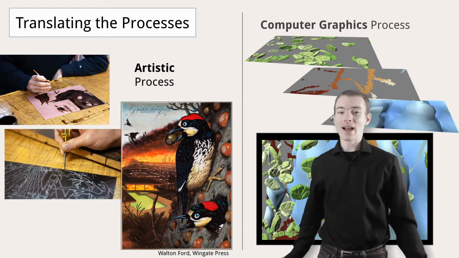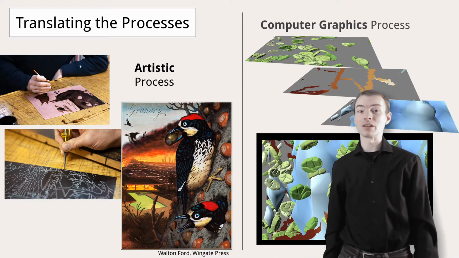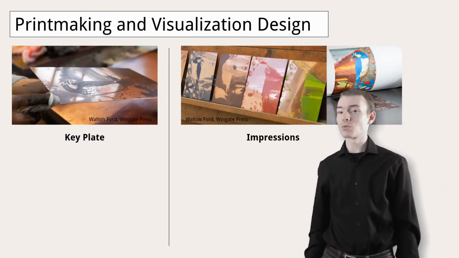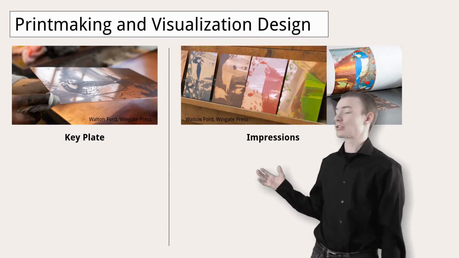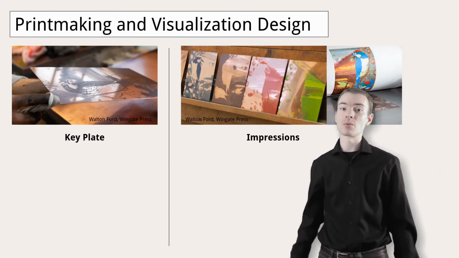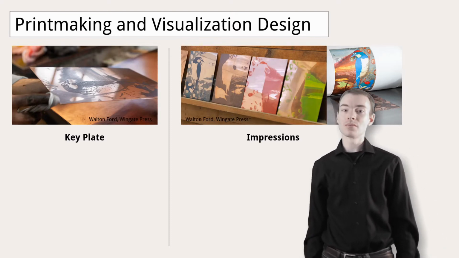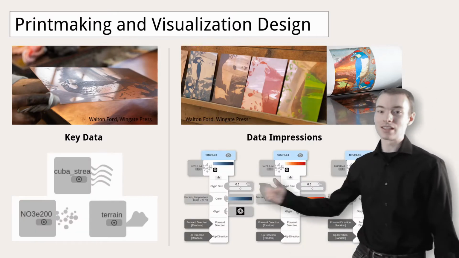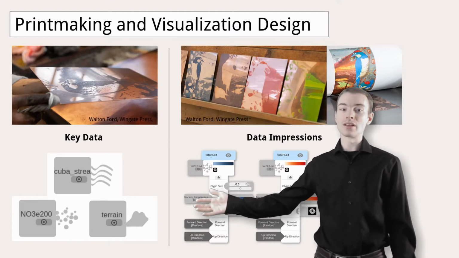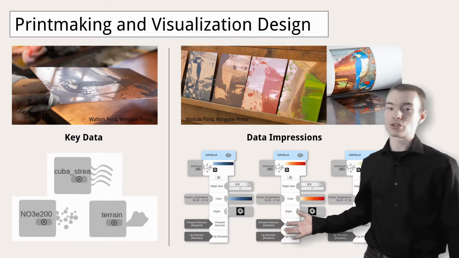Now, how do we actually build a data visualization design interface using the metaphor of printmaking? We borrow two terms from intaglio printmaking to make the interface work: key plates and impressions. In printmaking, a key plate is the spatial registration for the rest of the print. Each time a plate is pulled through the printing press, an impression is created. In our design interface, key data are the spatial registration for the rest of the visualization and can include points, lines, or forms. A data impression represents a layer of the visualization.